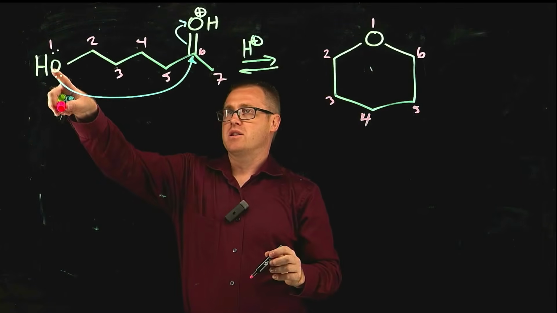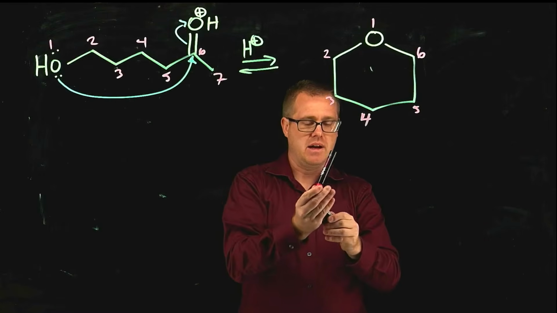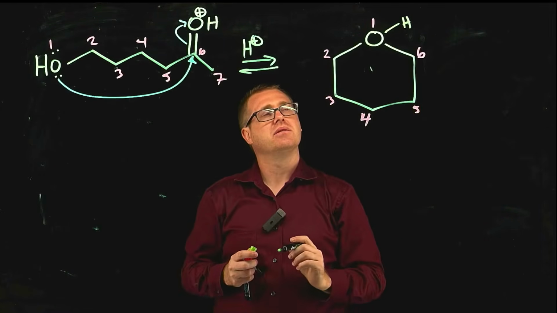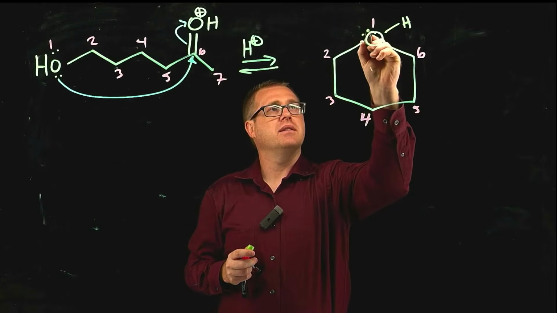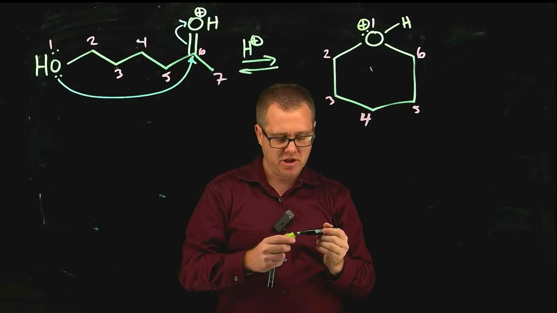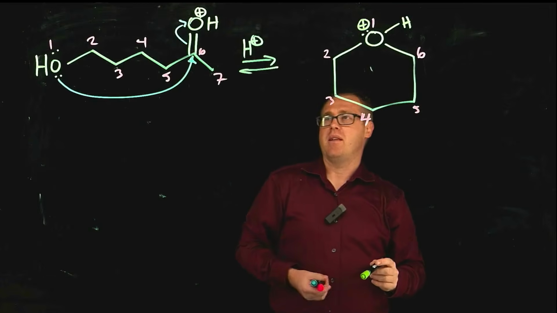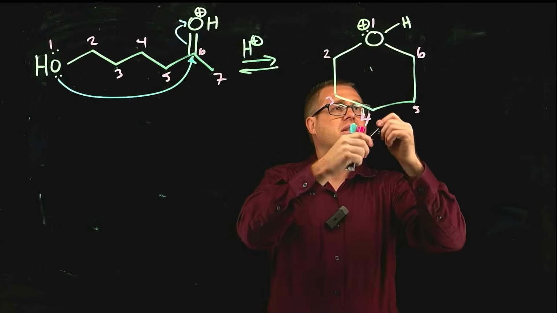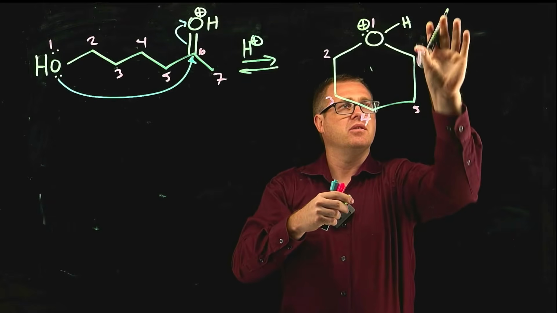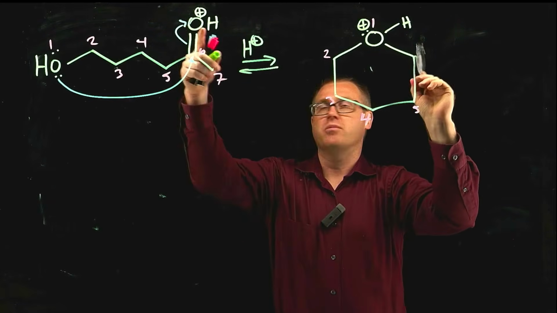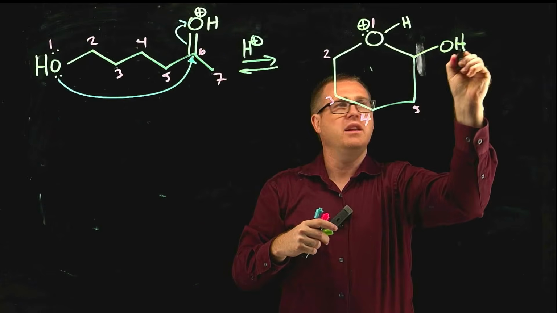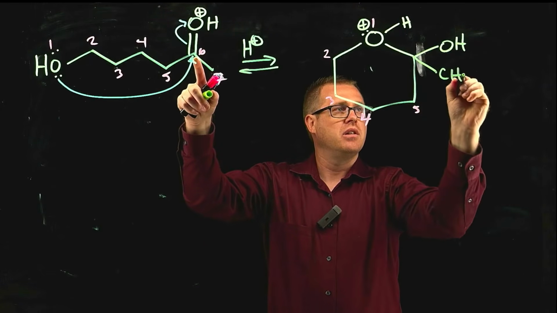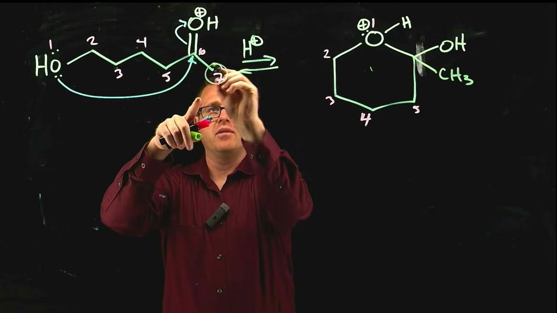When that oxygen comes and attacks, it still has the hydrogen attached. And it still has the lone pair, so that's going to be positively charged. And then what's attached to carbon 6? It has this group right here, the OH. And then attached to carbon 6 is also this methyl group right here.